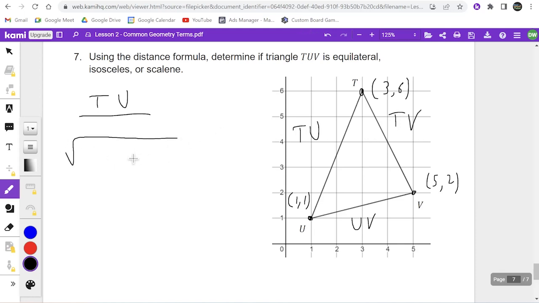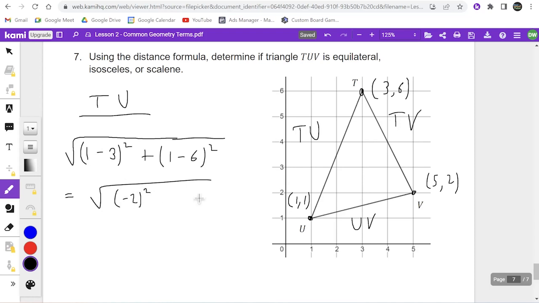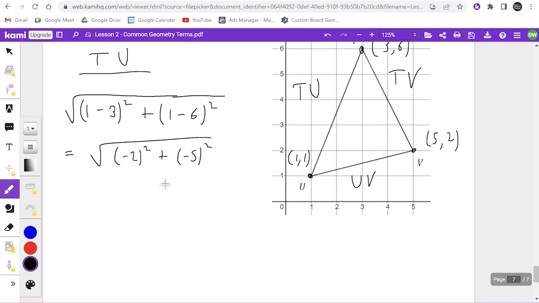It's the square root of x1, 1, minus x2, 3, squared, plus y1, 1, minus y2, 6, squared. And so now that becomes the square root of 1 minus 3 is negative 2, so negative 2 squared, plus 1 minus 6 is negative 5, again squared. Remember, any number squared will become positive, so that's the square root of 4 plus 5 squared is 25. It looks like we get the square root of 29 for TU. We are now a third of the way done the problem. Woohoo!